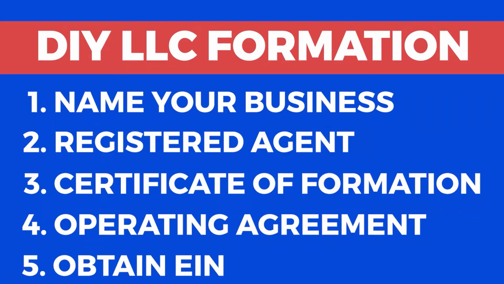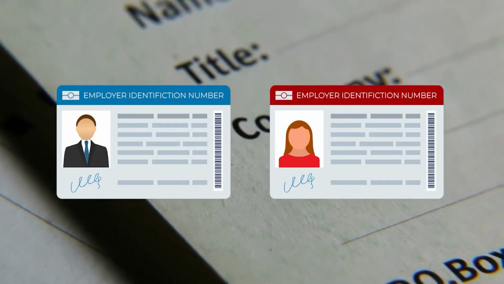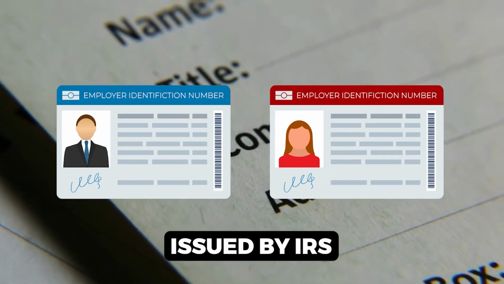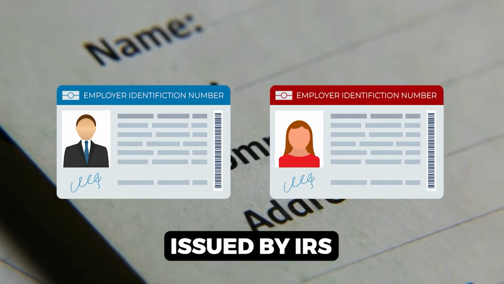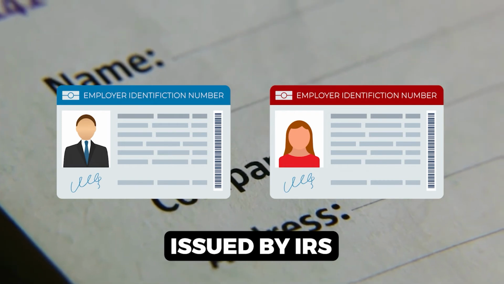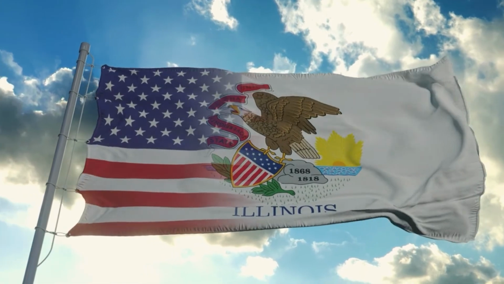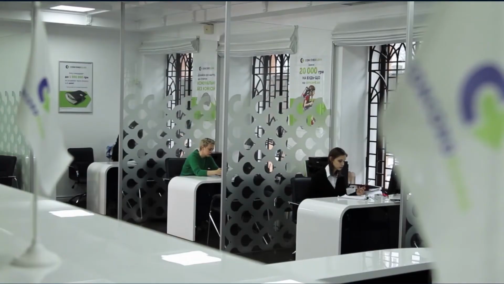Step 5. Obtain an EIN. Next, we need to get an EIN for your LLC. An EIN, or Employer Identification Number, is a federal tax ID issued by the IRS to your company. Your EIN is used by the IRS to readily identify your firm on tax filings. All Illinois firms pay a business privilege tax, and the state requires you to have an EIN to file. You may also be required to provide your EIN when opening a bank account or applying for municipal permits or licenses.